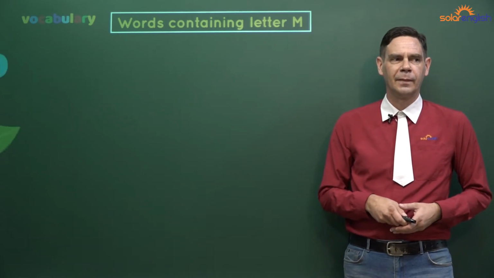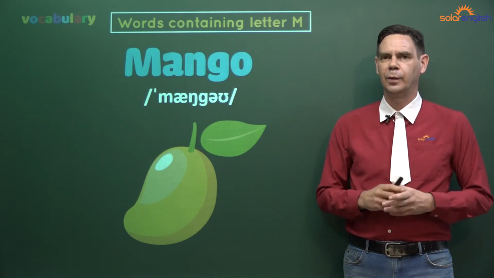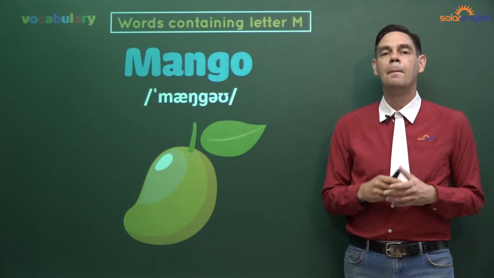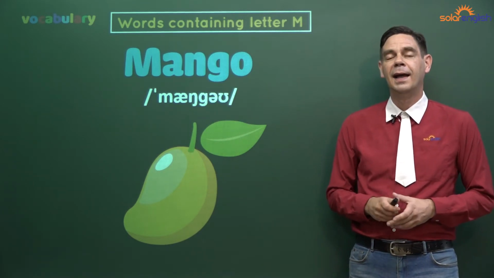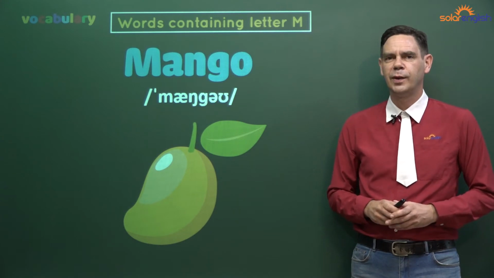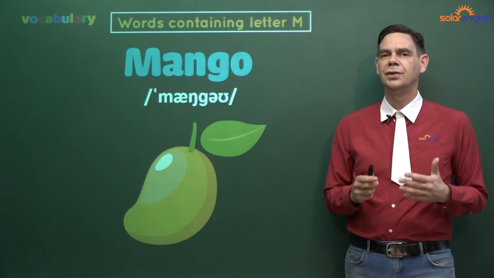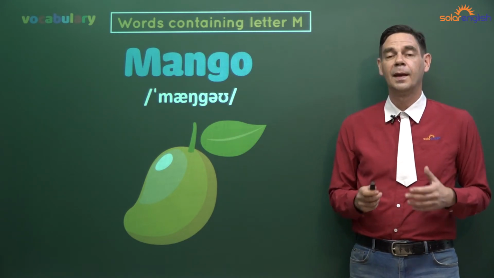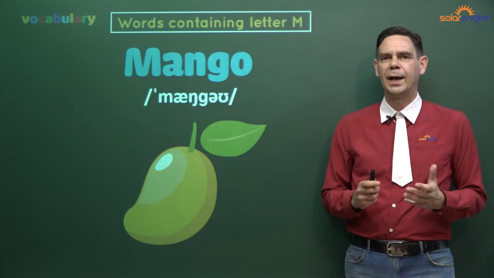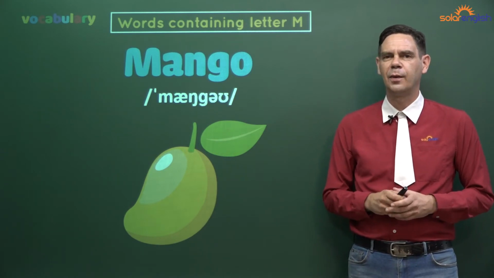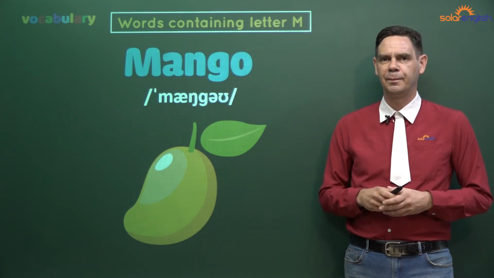First word is mango. Mango. Can everyone say mango? Yes, very good, everyone. And let's spell mango together. M-A-N-G-O. Mango. Great job, everyone. You can hear the sound of M in mango.